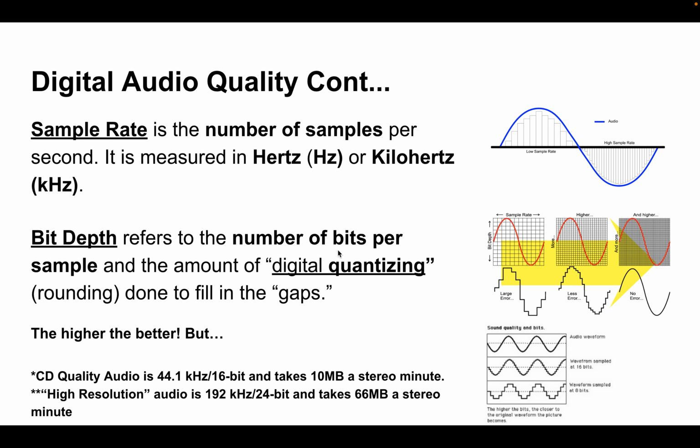And look at these rectangles, because that's where visualizing bit depth is helpful. Bit depth refers to the number of bits per sample. Think graph paper. It's the amount of digital quantizing or rounding. A waveform in the analog world is rounded, but we can't get there digitally. But we can round up and interpret and fill these gaps through a higher bit depth.